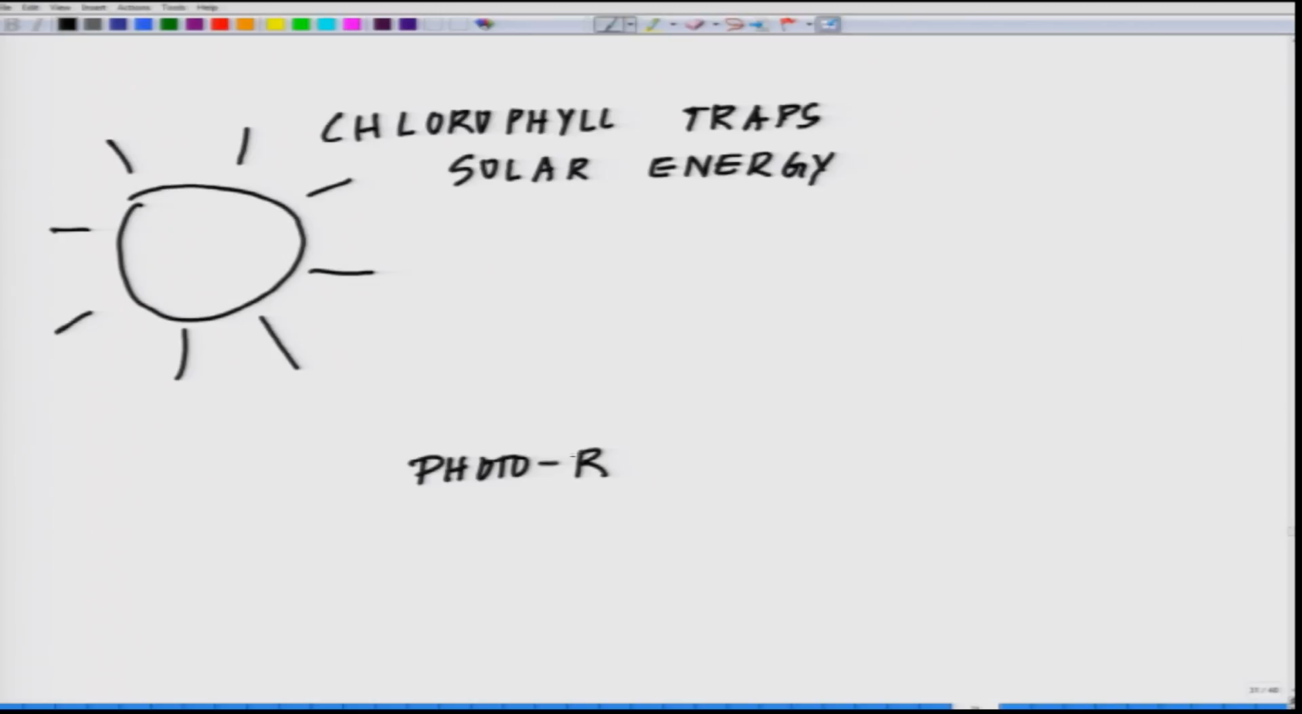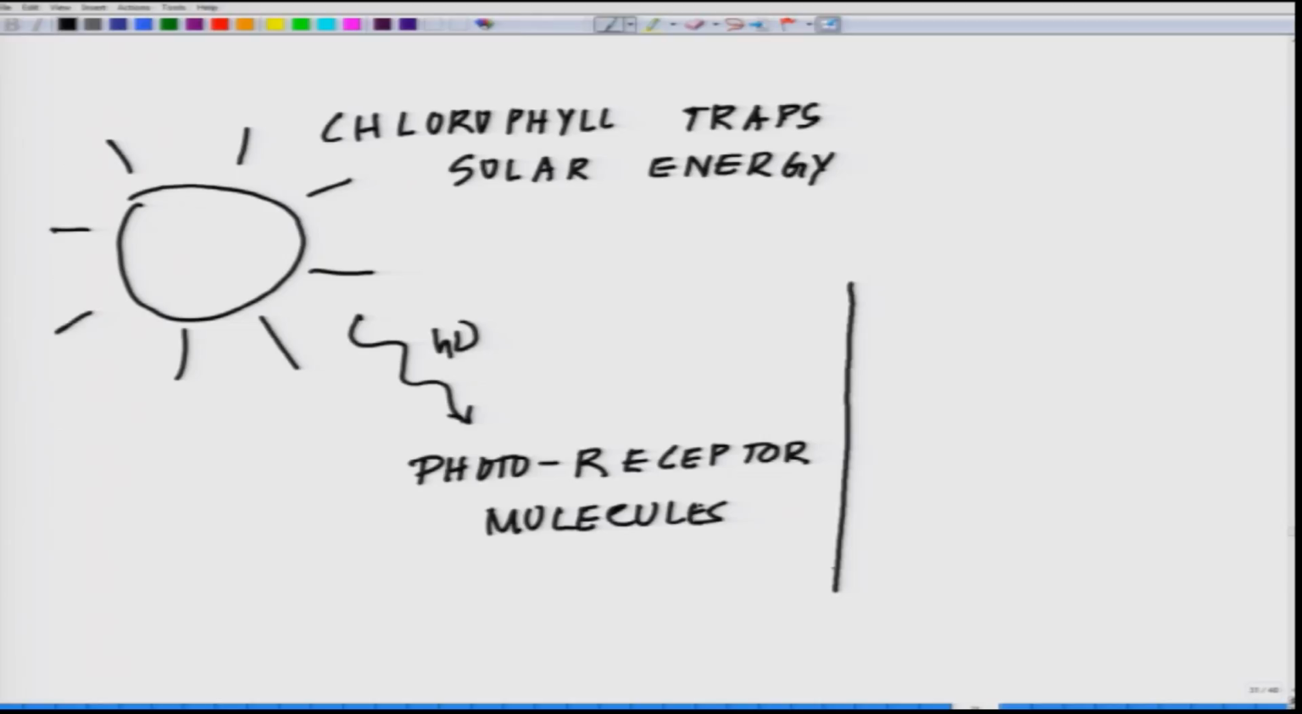Photoreceptor molecules. Okay. The principal photoreceptor in the chloroplast of most green plants is called chlorophyll, C-H-L-O-R-O, chlorophyll. A substituted tetrapyrrole, and we'll come to that. What does that mean?